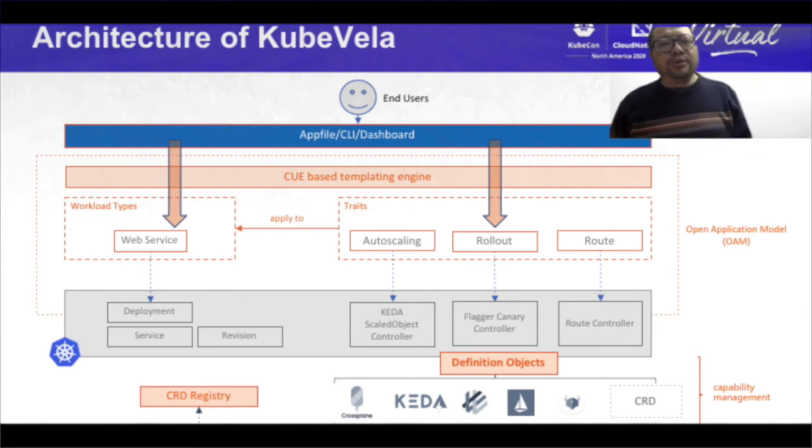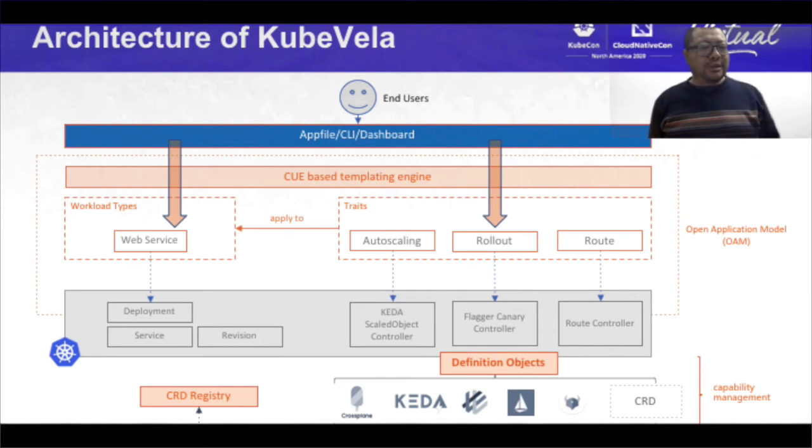Right? So the users can choose to use the app file or CLI or the GUI if they like to interact with the platform. One thing I would like to point out is here we listed project Crossplane. What Crossplane does for Kubevilla are two things. One is it provides the infrastructure resources or cloud resources, the managed cloud resources, that's the right term, to Kubevilla. And two is it also hosts the OAM runtime, the Open Application Model runtime.